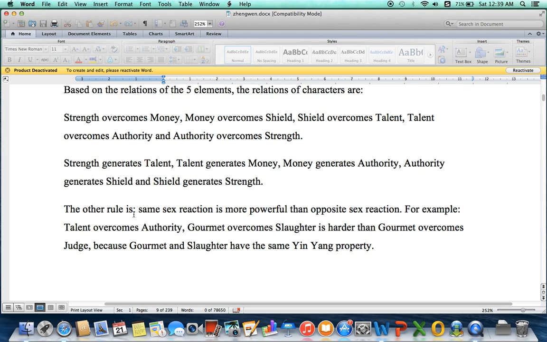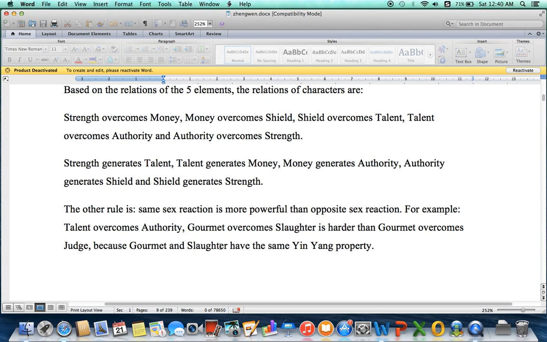And the other rule is that same-sex reaction is more powerful than opposite-sex reaction. For example, talent overcomes authority. There are two talents, gourmet and rebel. Gourmet overcomes slaughter is harder than gourmet overcomes judge, because gourmet and slaughter have the same sex as the self-code. So gourmet and slaughter are same-sex. Same-sex reaction is harder than opposite-sex reaction. Therefore, gourmet overcomes slaughter is harder than gourmet overcomes judge.